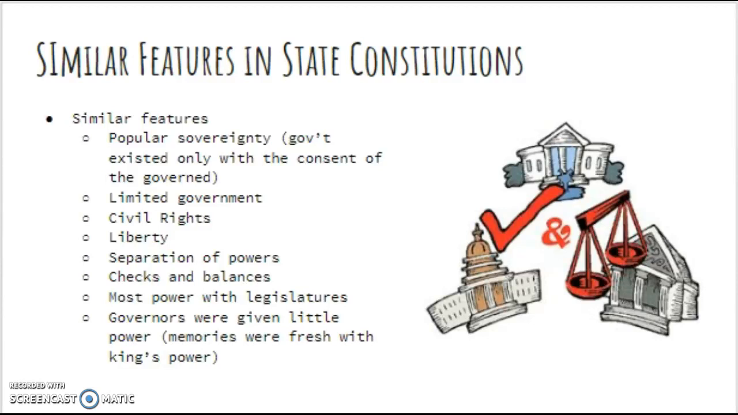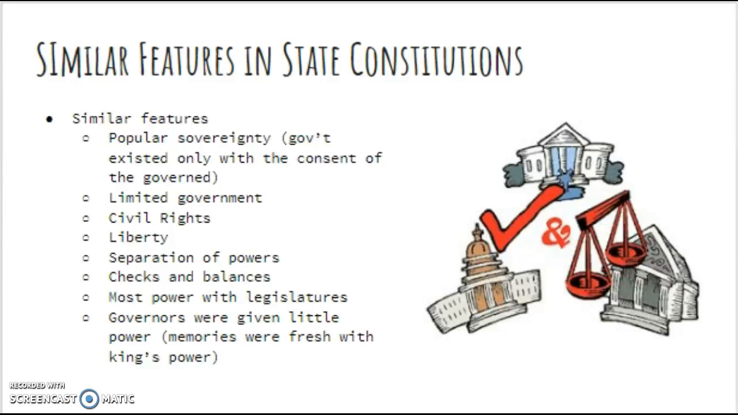Checks and balances, which is just that system, again, that checks each branch to make sure it doesn't become too powerful, to make sure no one branch is abusing its power. And if it is, then that other branch can check it and bring it back down so that they're on the same level. Most power with legislatures, okay, or our House of Representatives and Congress.